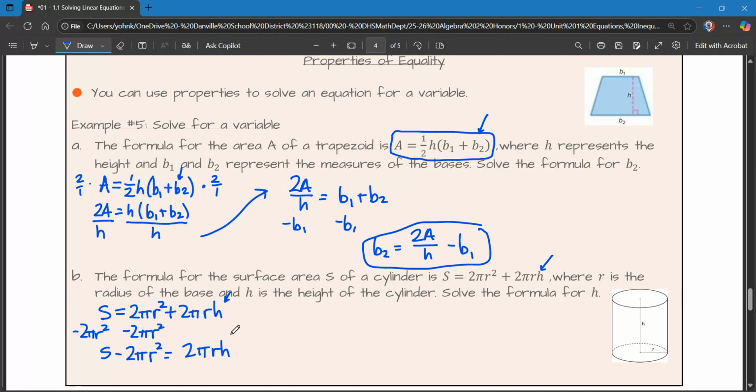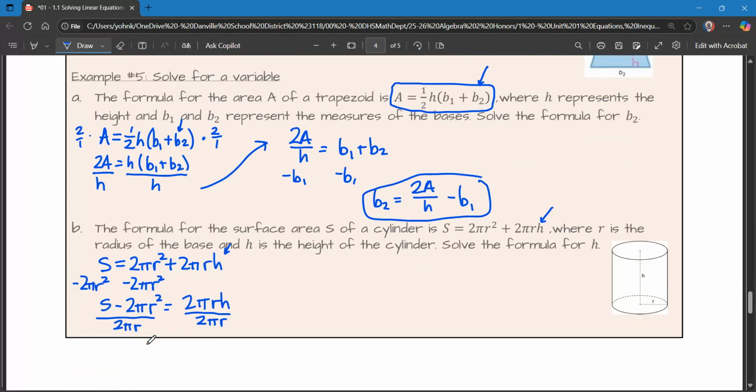I'm almost done, kids. I only have one more step, because the right-hand side is all being multiplied together, so I can divide by everything I don't need at the same time, 2 pi r. And I can divide the left-hand side by 2 pi r as well. Now, one thing I want to caution you, these 2's do not cancel, these pi's do not cancel, these r's do not cancel. Your final answer is h equals S minus 2 pi r squared over 2 pi r. They do not cancel, because of that subtraction symbol there.